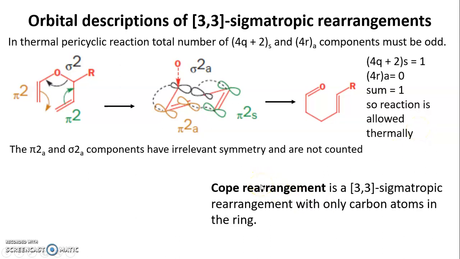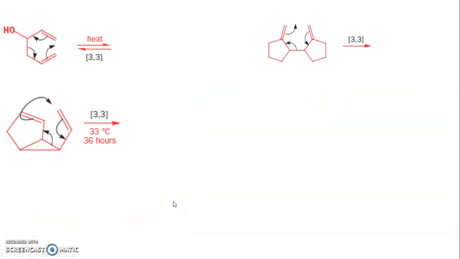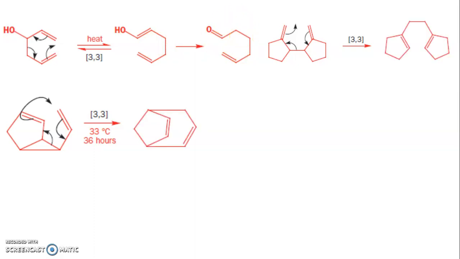Let's see the Cope rearrangement. It's a 3,3 sigmatropic rearrangement with only carbon atoms in the ring. Here oxygen was there; again the same thing, but only carbon atoms. So these are a few examples. You can pause the video and try to give the answers, and then let's see whether you have written it right. The enol form converts to the more stable keto form, and the other two answers are this.